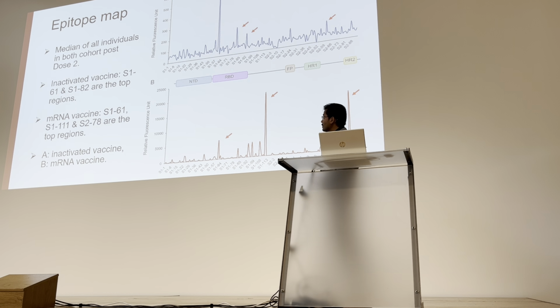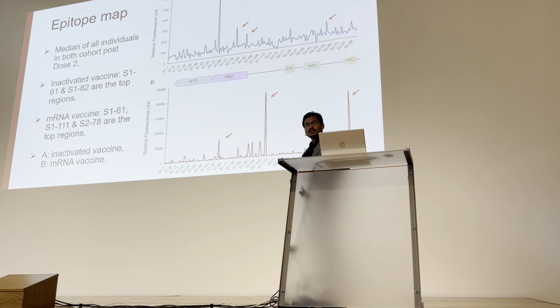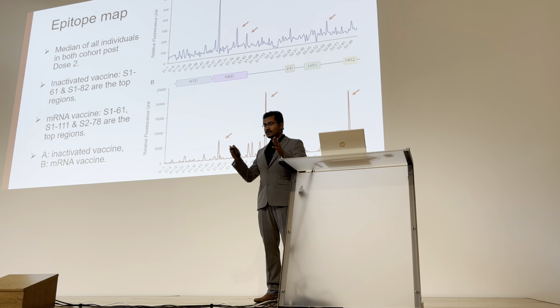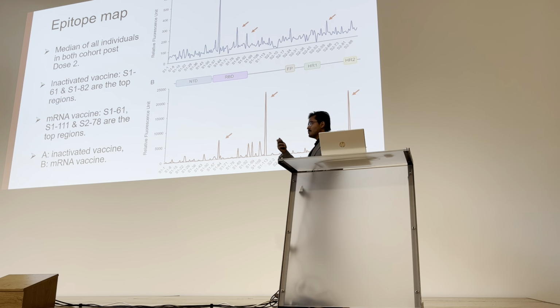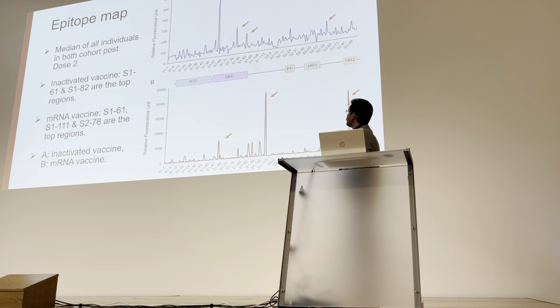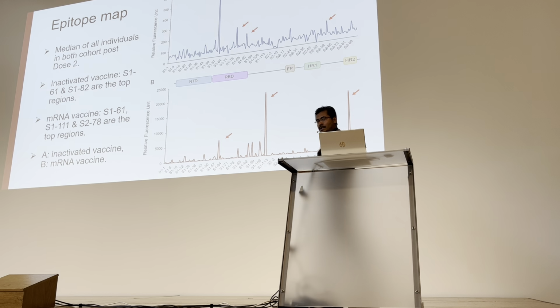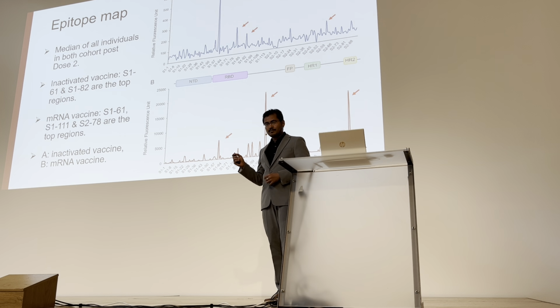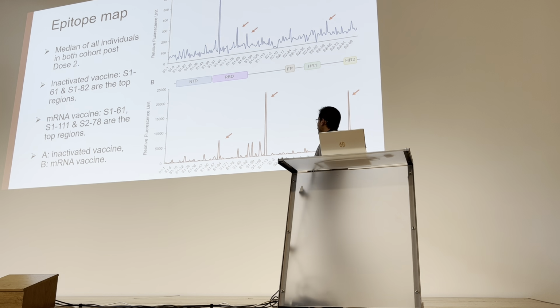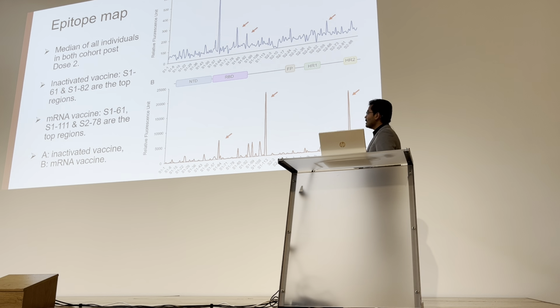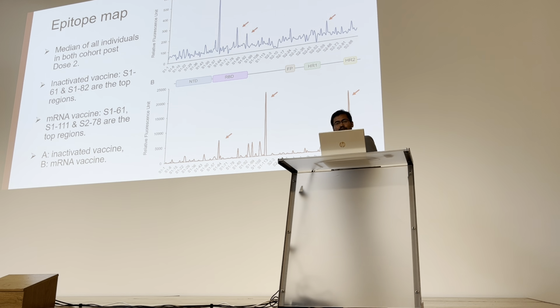And we took the median of all individuals just to make sure that it's representative of that entire cohort and not just representative of some strong or very low signal. If you look at the top part, the top is the inactivated vaccine epitope map, and the bottom one is the mRNA one. In the inactivated vaccine epitope map, the targets are mostly located in the RBD region.